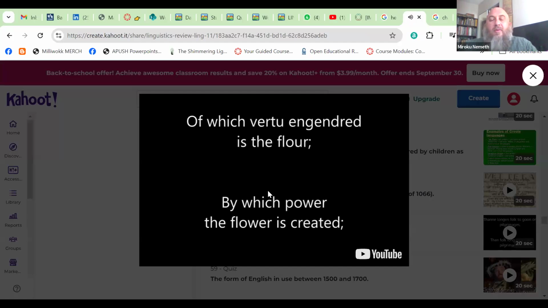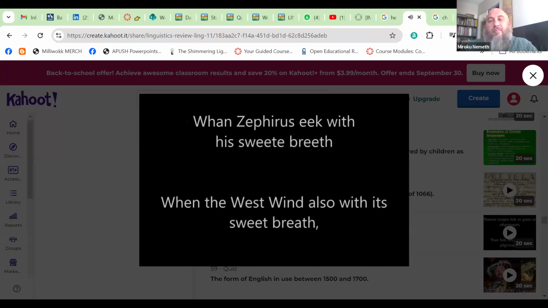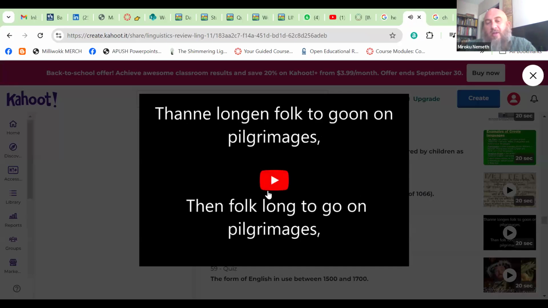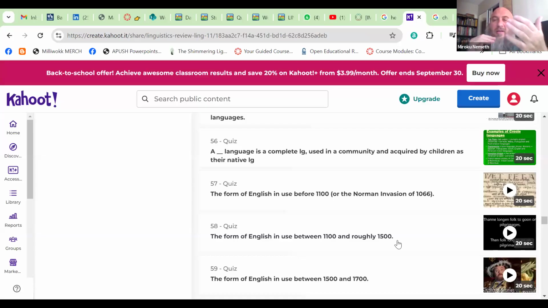Of wit virtue engendered is the floor. One Zephyrus egg with his sweat. So that's from the Canterbury Tales. That's Geoffrey Chaucer. That's Middle English, 1100 to about 1500. Not accurate, like that at all.